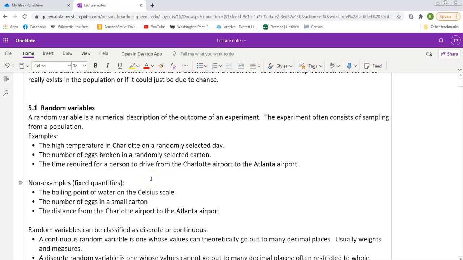Finally, the time required for a person to drive from the Charlotte airport to the Atlanta airport. I didn't put in the phrase randomly selected in there, but still, that's going to depend on the person doing the driving and the decisions they make. It's going to depend on the weather. It's going to depend on the traffic. It's going to depend on lots of factors, which are going to vary from time to time and person to person.